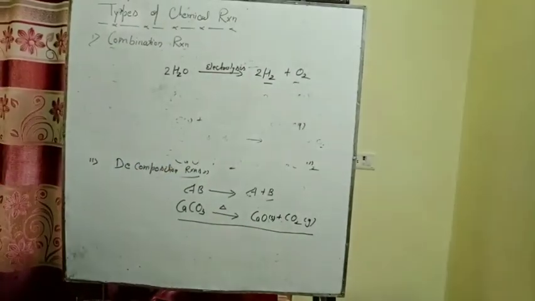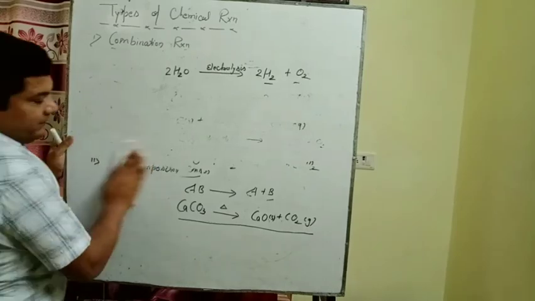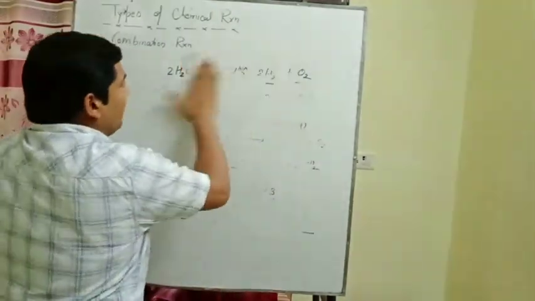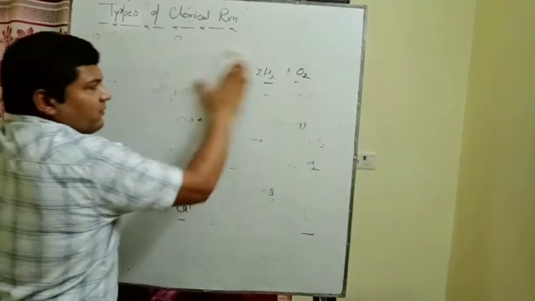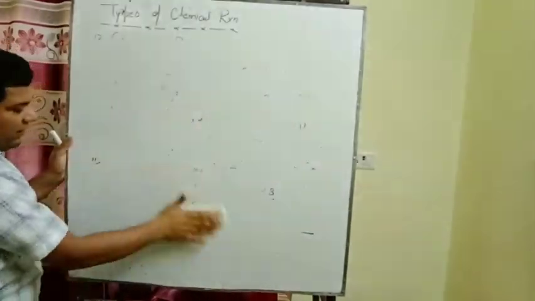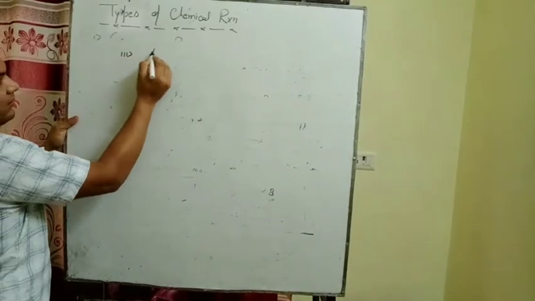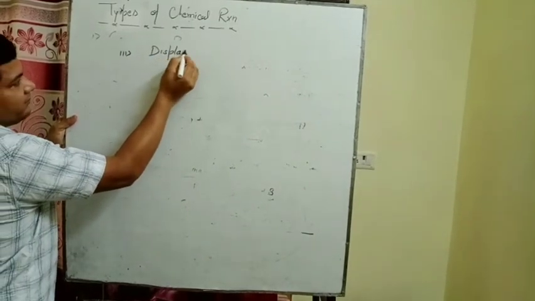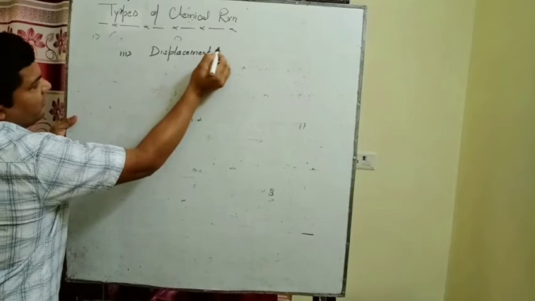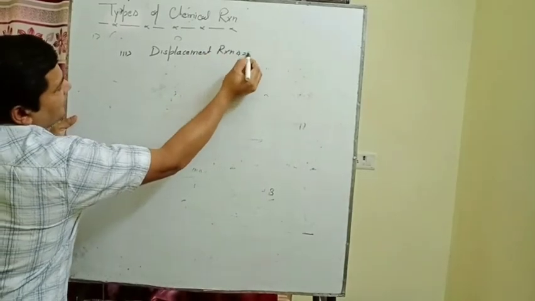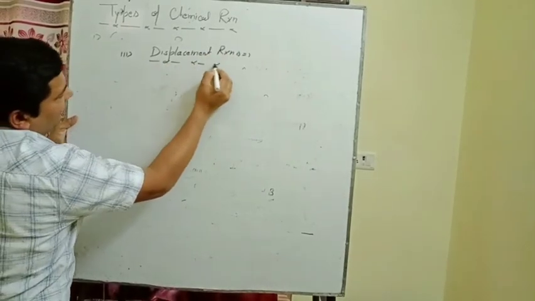Next one is double displacement. Sorry, first there is displacement, then comes double displacement. Now comes displacement reactions. Displacement reactions are another type of chemical reaction.